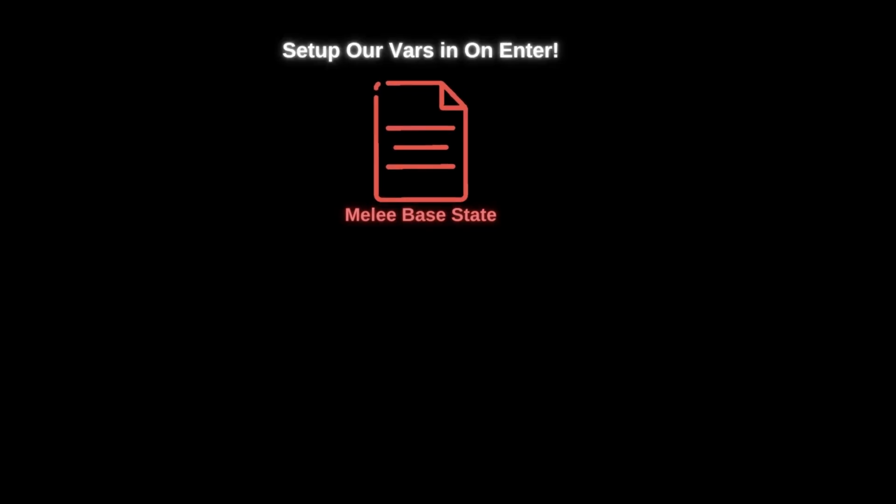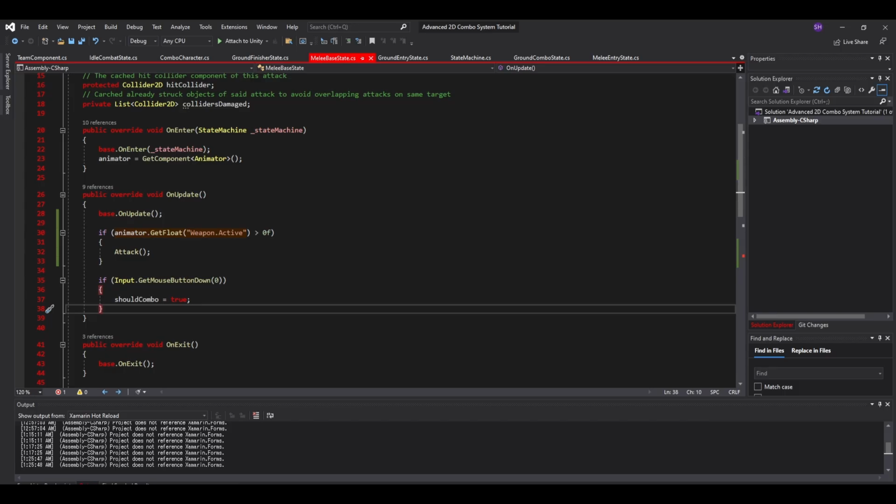The only thing to do next is go into our own update function. We're going to be adding in a new if check. We're going to check to see if weaponActive is greater than 0, and if it is, we're going to call our Attack function for as long as we need to.